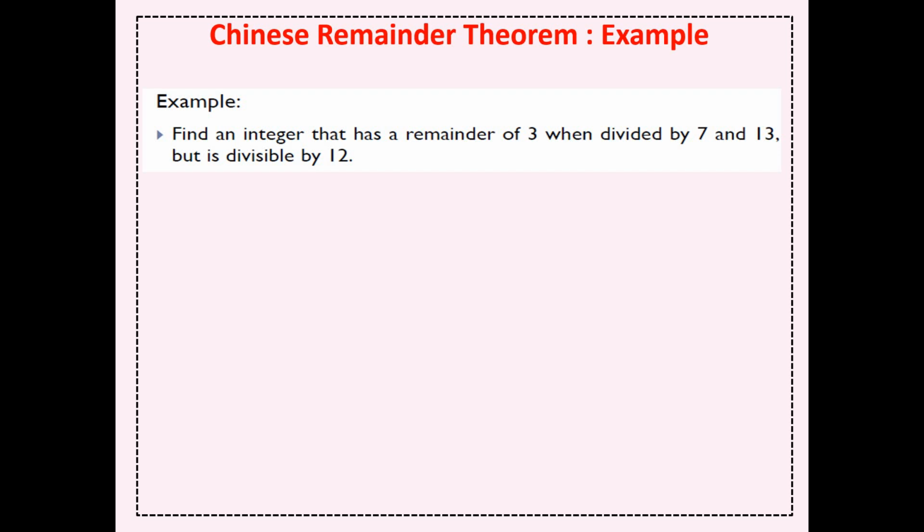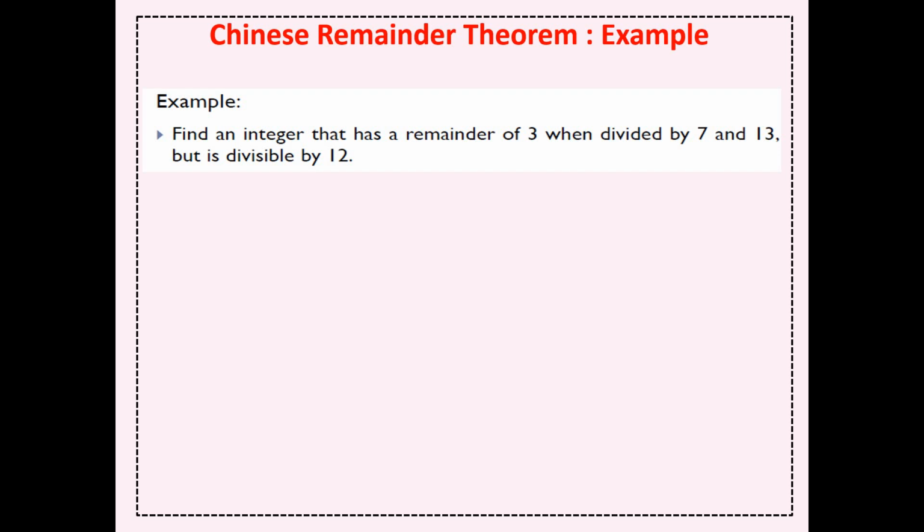Here the equation is not given. The congruent equations are not given. That's the only trick, nothing else. The rest of the things are given over here. What will be the equations? Can anyone tell me? At least the first two I think you can assume.